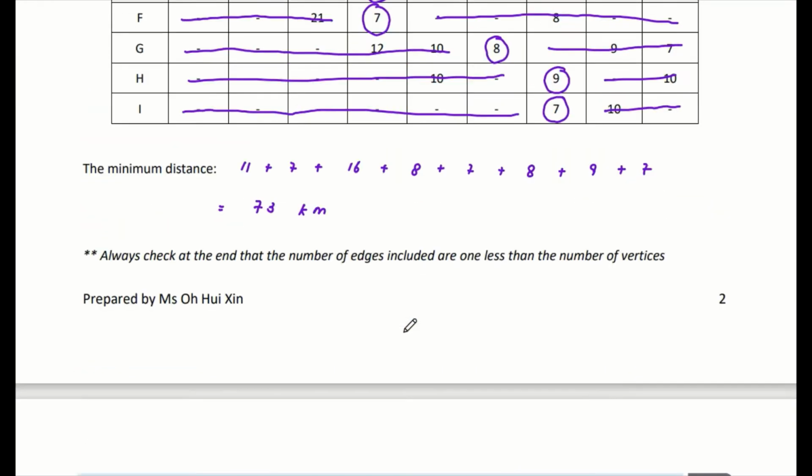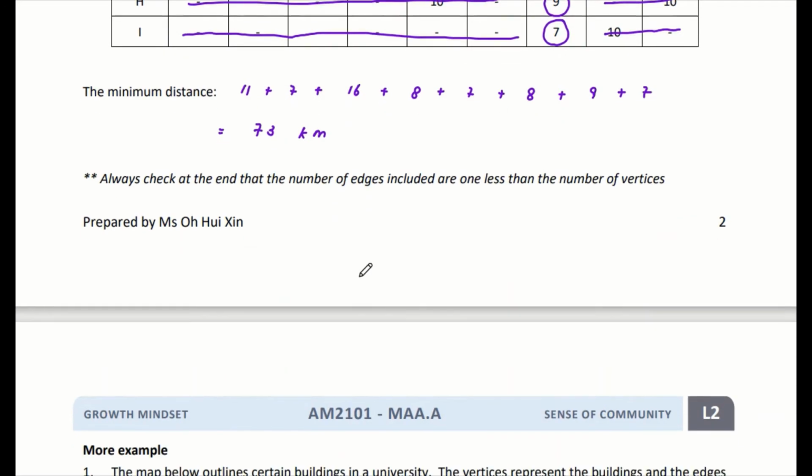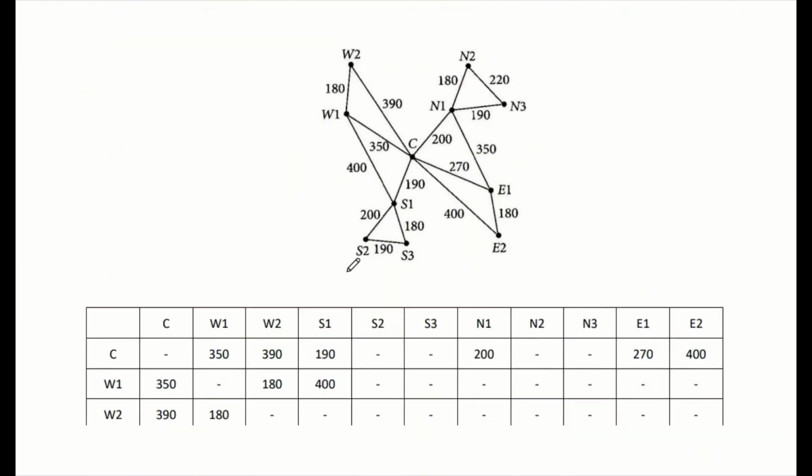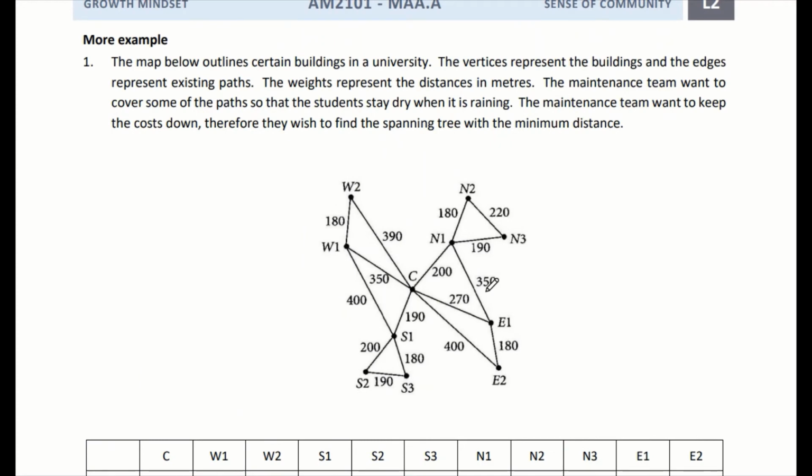If you are able to do it without my guidance, without my repeated instruction, then you can feel free to try it out on your own. But if you're feeling that it's still a bit confusing for you, then just continue to watch it. Then after that, try out two more different examples here. All right, so let's look at example 1.